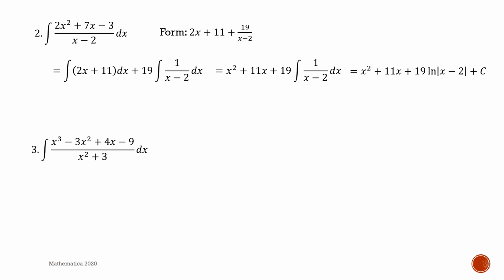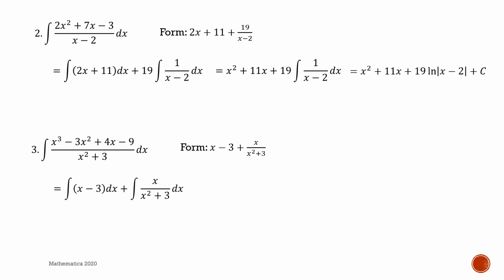Okay, example number 3. The integral of (x cubed minus 3x squared plus 4x minus 9) over (x squared plus 3) dx. Once again, the degree of the numerator is larger than the degree of the denominator. Let's use the process of long division, and we end up with x minus 3 plus x over (x squared plus 3). Now don't forget, you can always pause the video and practice long division. It's very, very important, and see if you end up with the same answer.